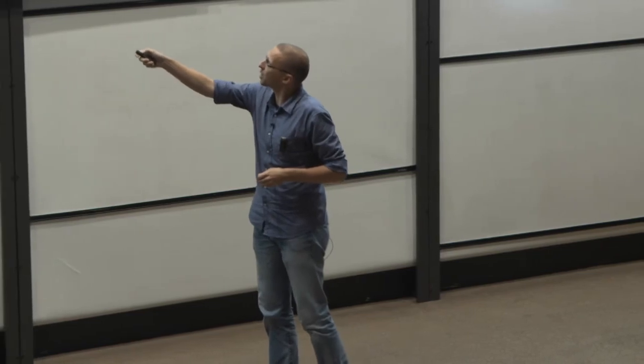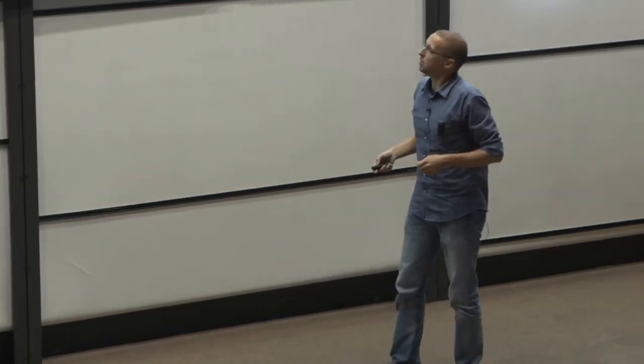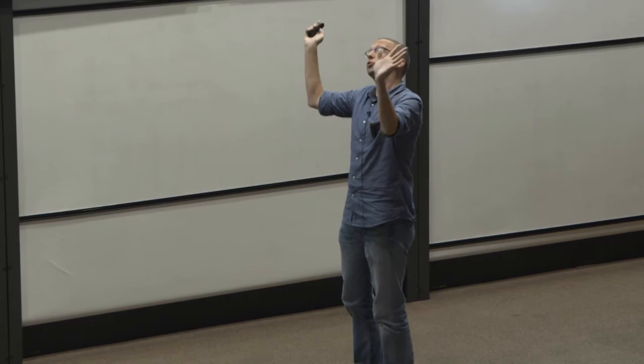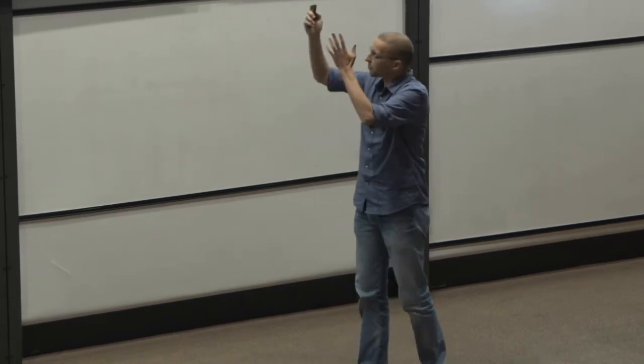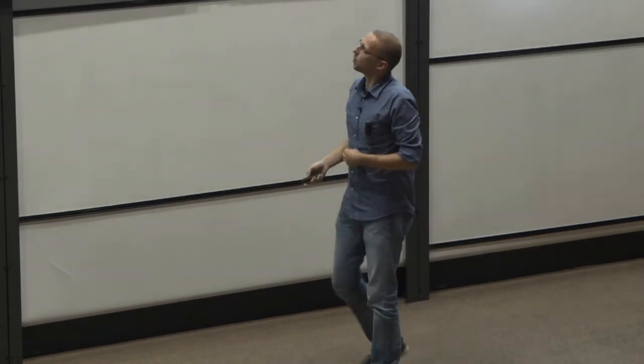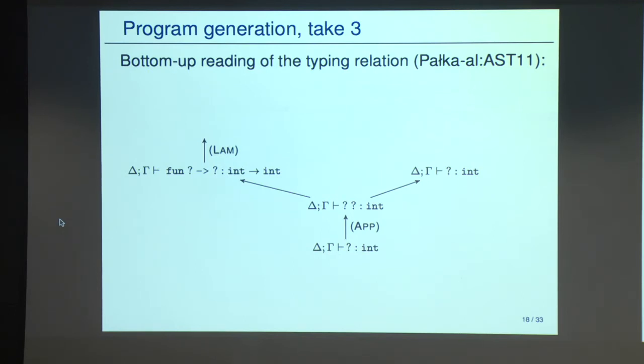So now, generate me something of type int to int. How can I do that? Well, choose arbitrarily, say, the lambda rule. Okay, again, I'll need to generate a variable name, x, and then I need to invoke the generator again to generate a body in an extended type environment. And there, we'll just go generate a variable. So hooray, we've generated in total over here the identity function.